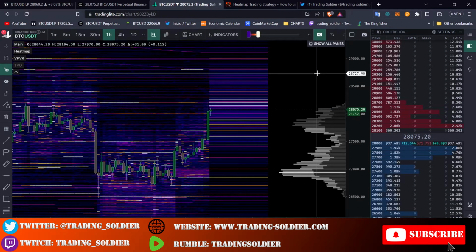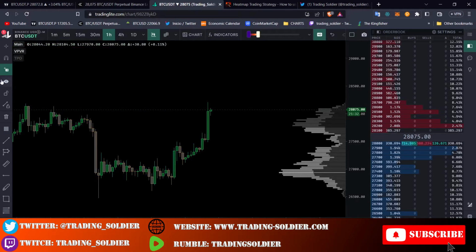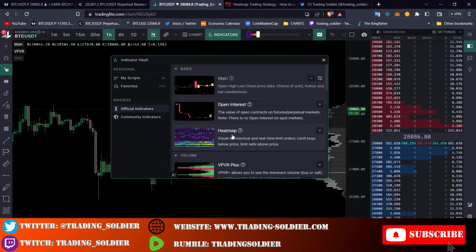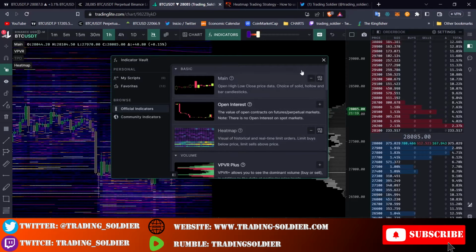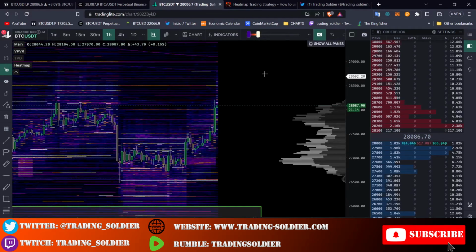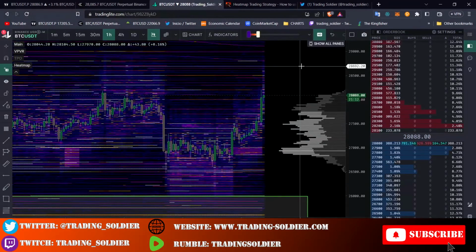After this, if you want to set up the heat map in TradingLite, you need to go to indicators. As I see here, I have the heat map indicator loaded. If I close it, you will see the plain chart. You go to indicators, then official indicators, and under the basic indicators you click heat map, and you will see that the heat map activates. So in TradingLite, the heat map is just an indicator, just as in TradingView you have indicators such as VWAP and RSI. They have it here as an indicator.